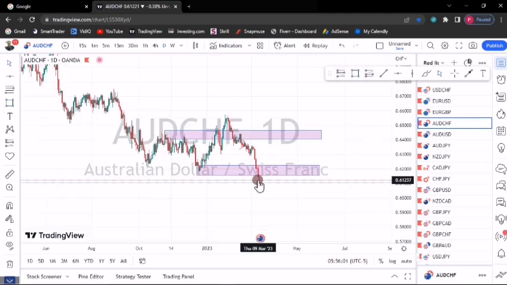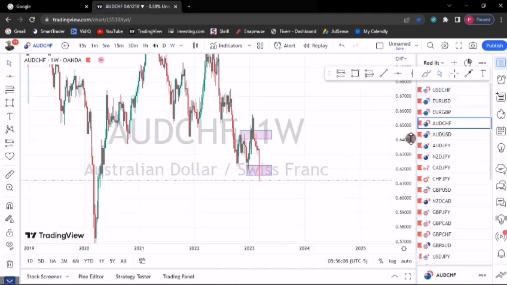So price is closed below this on the daily. Let me take it to the weekly to see where price might be going.